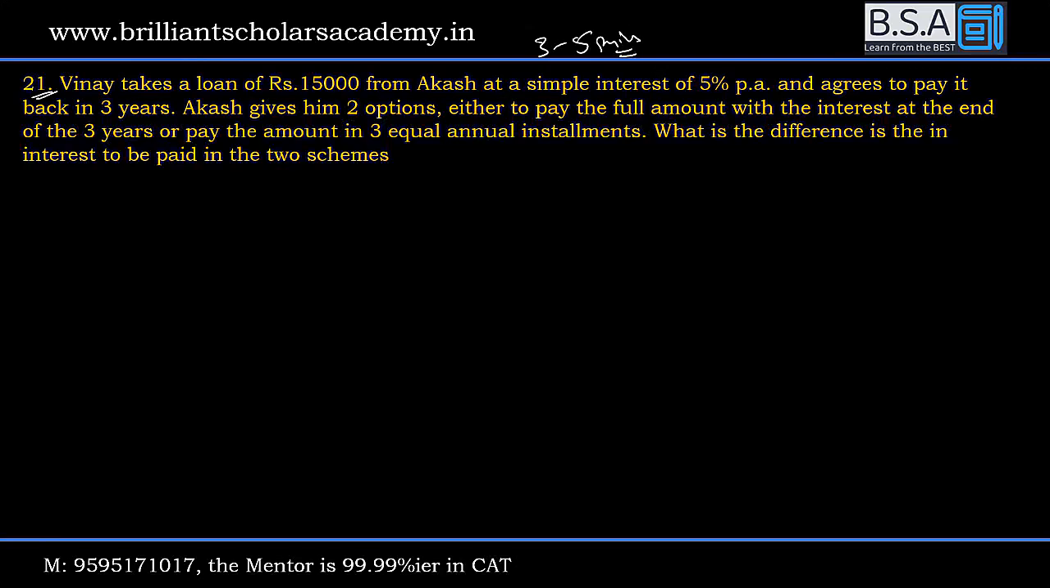Vinay takes a loan of rupees 15,000 from Akash at simple interest, 5% per annum, and agrees to pay it back in 3 years. Akash gives him two options: either pay the full amount with the interest at the end of 3 years, or pay three equal annual installments. What is the difference in interest paid between the two schemes? One is you pay everything at the end of 3 years. Other is you make three equal installments.